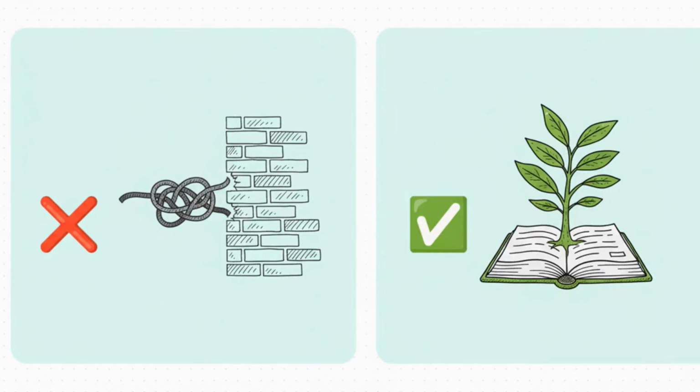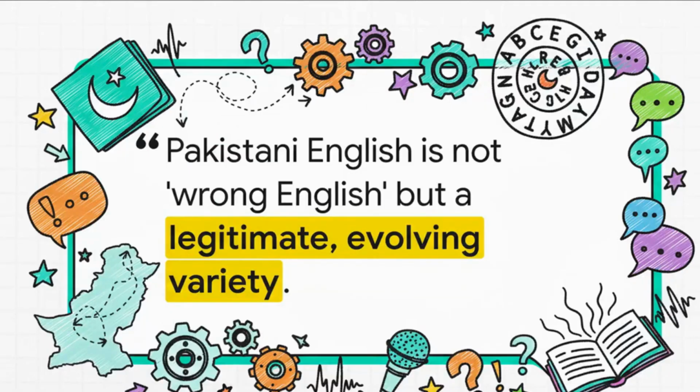And that brings us to the most crucial point of all. Thinking of Pakistani English as just incorrect English is, well, it's a total dead end. Modern linguists are super clear about this. It is a legitimate, valid variety of the English language, full stop. So if there's one thing to take away from all this, it's this. Pakistani English is not wrong English. It's a legitimate, constantly evolving variety that's been shaped by decades of history, by a unique culture, and by a multilingual society. It's a living, breathing language, and that's exactly what makes it so powerful.